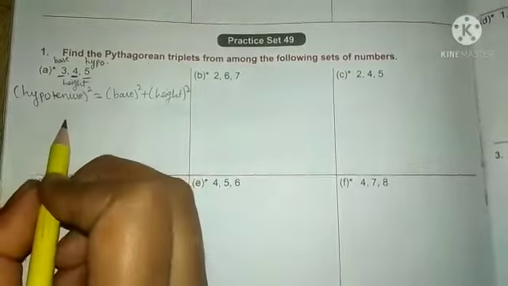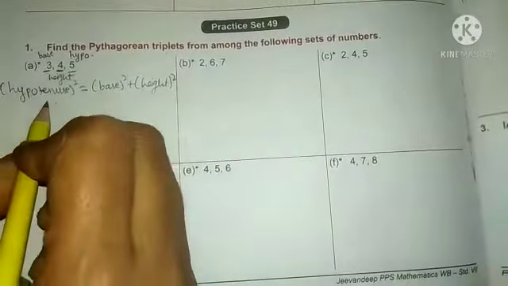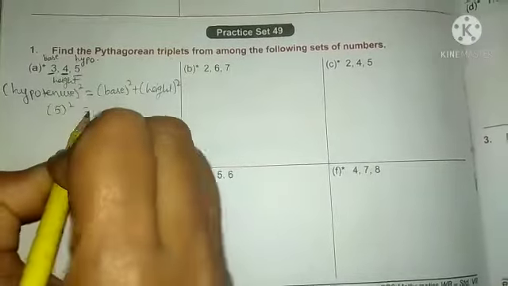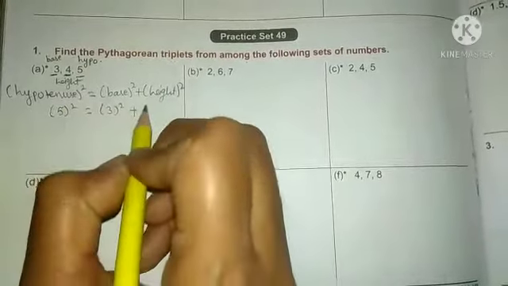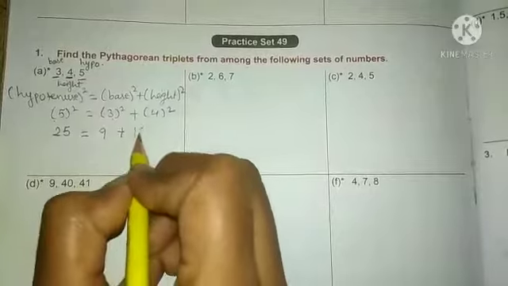Clear? What have we taken as our hypotenuse? We have taken our hypotenuse as 5. So 5 square. What is our base? That is 3. So 3 square. And what is our height? That is 4. So 4 square. Clear? Now find out the squares. 5 fives are 25. And 3 threes are 9. And 4 fours are 16.